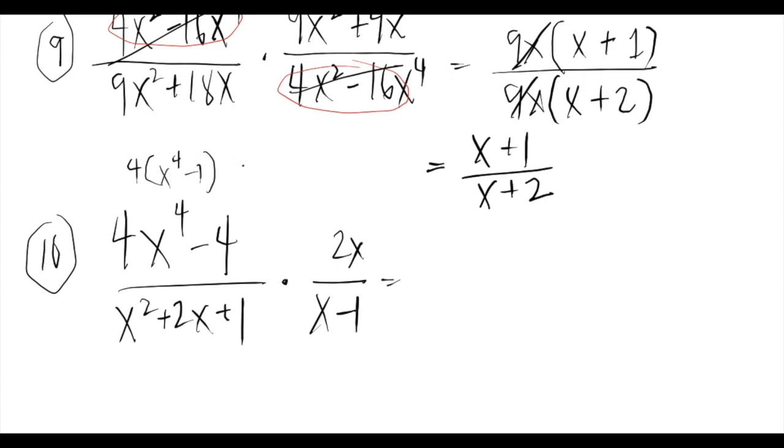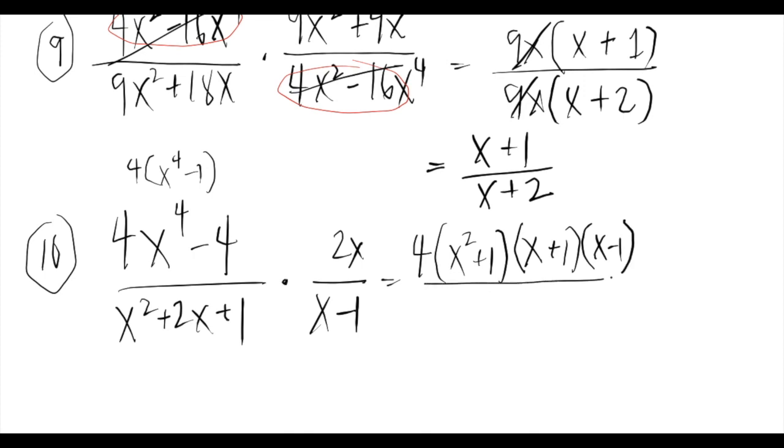Ito, pwede natin i-factor out. So, ang magiging factor natin ito would be x squared plus 1. Okay, instead of writing x squared minus 1, i-factor out na rin natin yun. X plus 1, x minus 1, over, anong factors ito? That would be x plus 1 times x plus 1. Okay, 2x pa rin yan. X minus 1 pa rin ito.